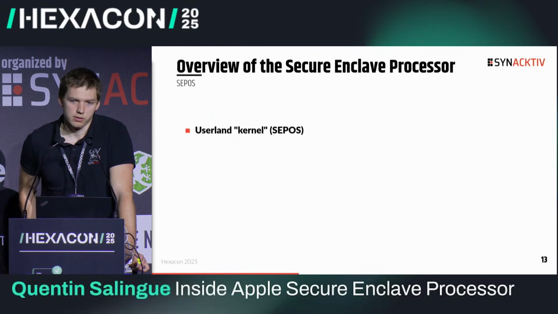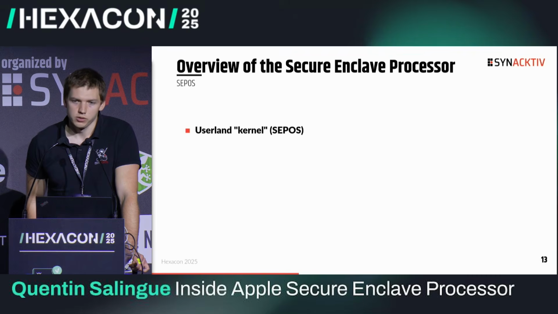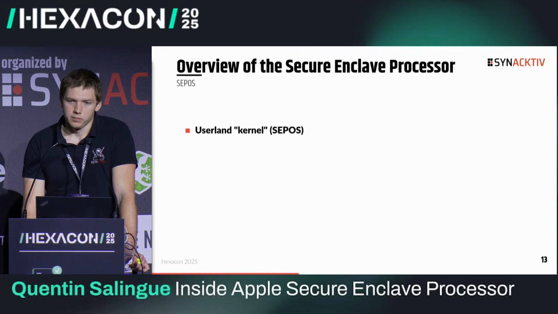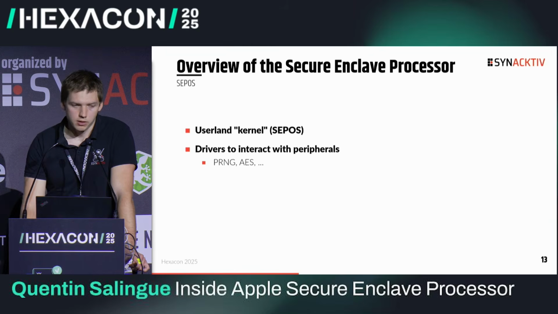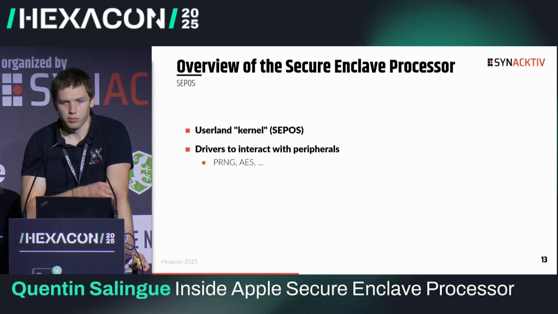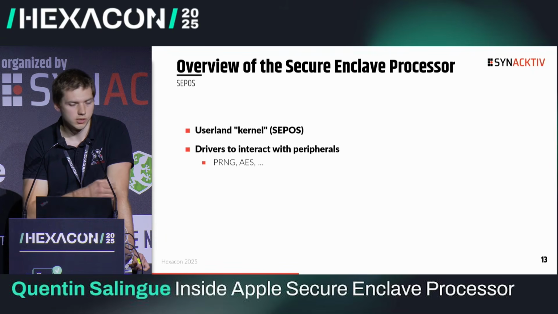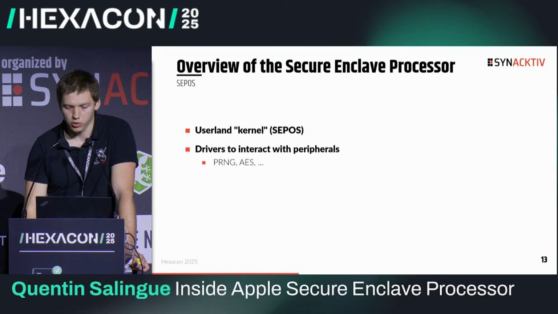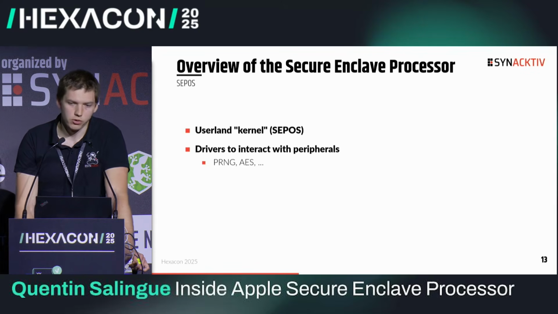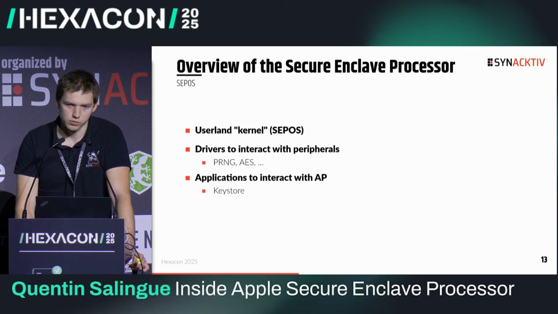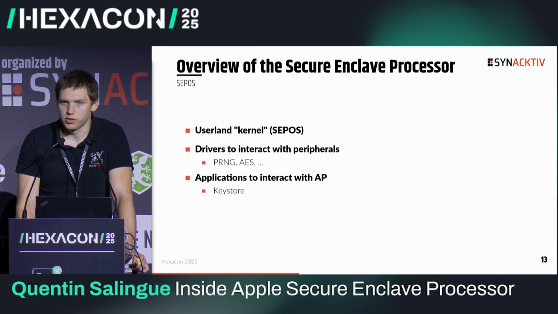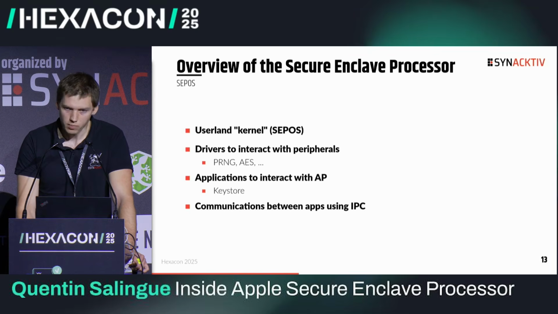Next, the kernel will start SEPOS, which is the userland kernel, so it's running in EL0. SEPOS will then start the drivers, which are just applications. They are a bit more privileged than the others in that they can access the hardware peripherals, like the random number generator or the AES engine and other peripherals. And finally, SEPOS will start the applications that are used to communicate with the IP, like, for example, the keystore. And all these apps communicate between them using IPC.